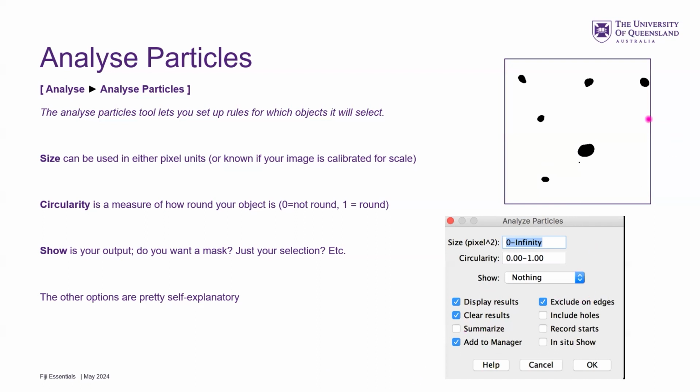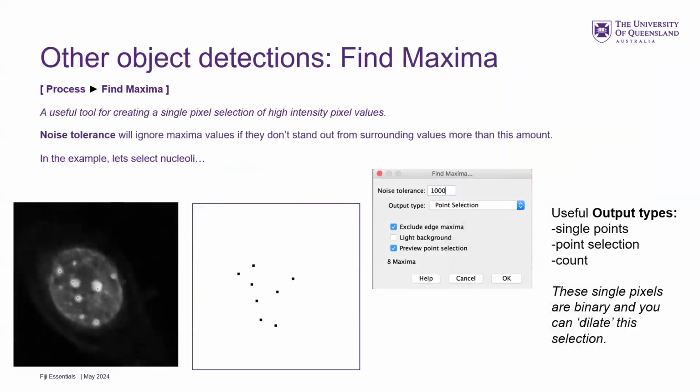Exclude on edges. Say you had half a cell over here. You don't really want to quantify that kind of stuff because you don't know what the other half of the cell is doing. So you can just tell it not to take anything that's touching the edge. Include holes or not: if it was like a donut, do you want to just have a circle, or do you want an actual ROI with a hole in the middle? I've never used those two and I never remember what they actually do. So not important.